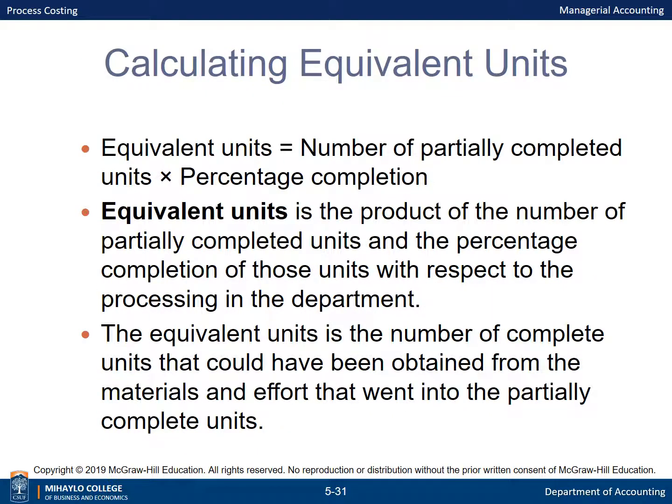Equivalent units is the product of the number of partially completed units times the percentage completion of those units with respect to the processing in the department. The equivalent units is the number of complete units that could have been obtained from the materials and effort that went into the partially completed units.